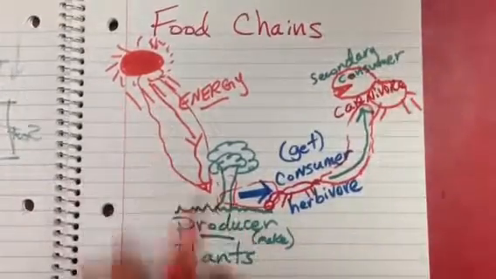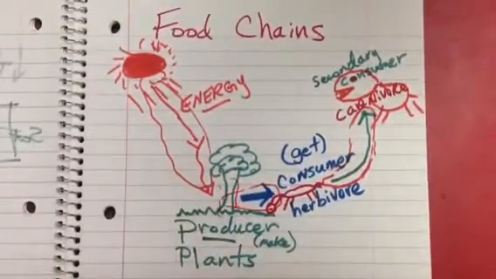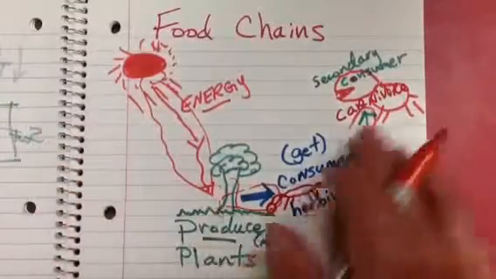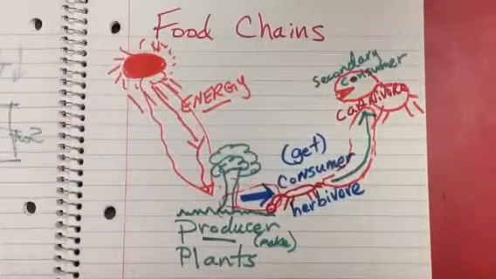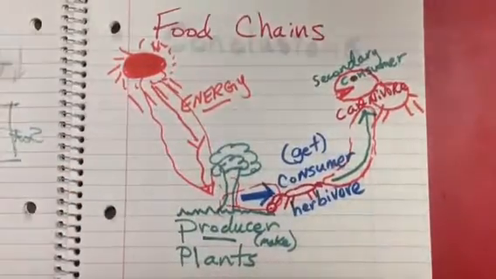So everybody got energy, the same energy that started with the sun, and slowly drifted and went through each organism until everybody was happy. Well, at one point or another.